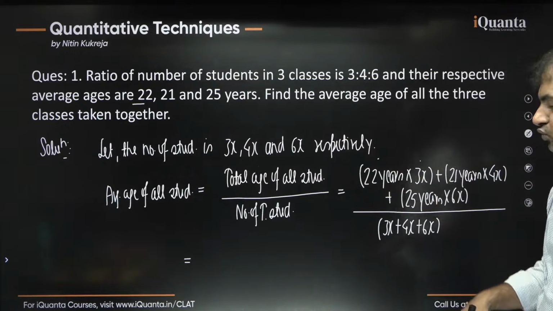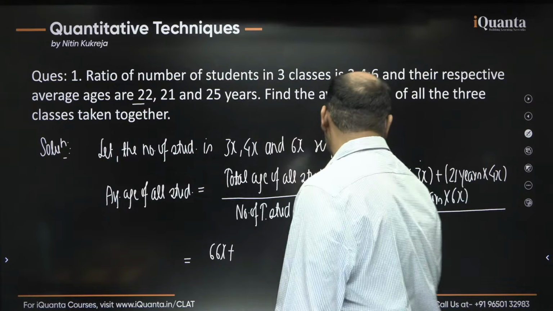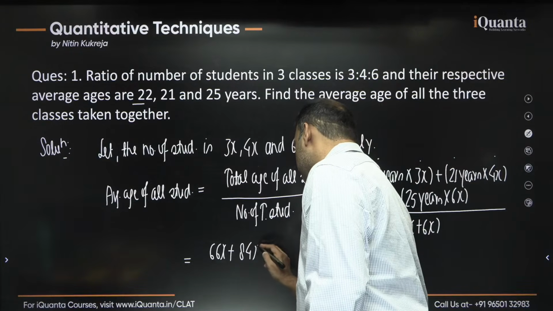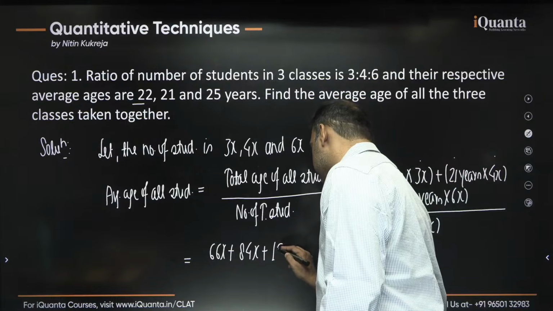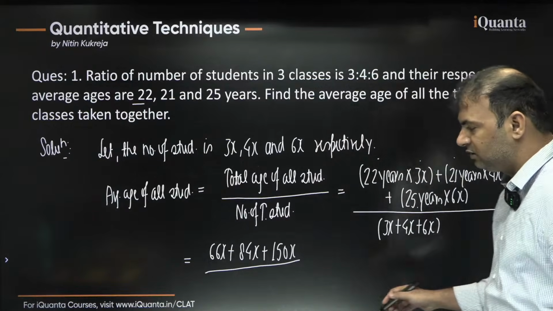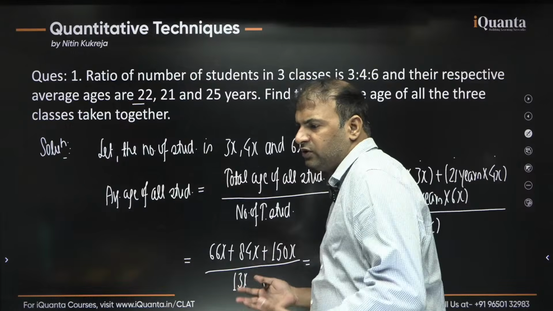So 22 into 3, we can say 66x, right? This is 66x plus 21 into 4, we can say is 84x, right? And the last one is 25 into 6, which you can say is 150x, alright, divided by 3 plus 4 plus 6, which will be 13x, right? Now guys, very simple, x is going to get cancelled, obviously.